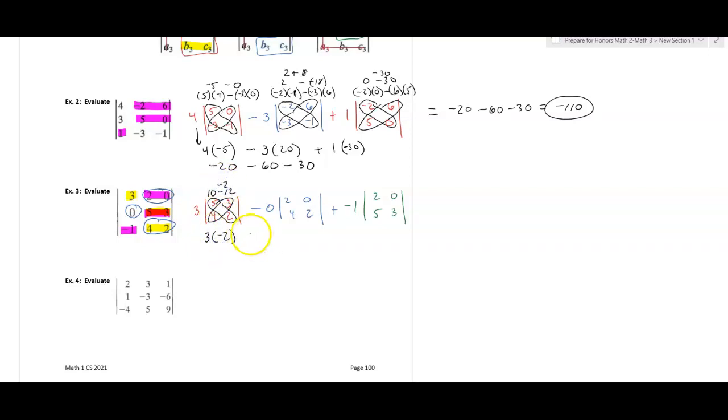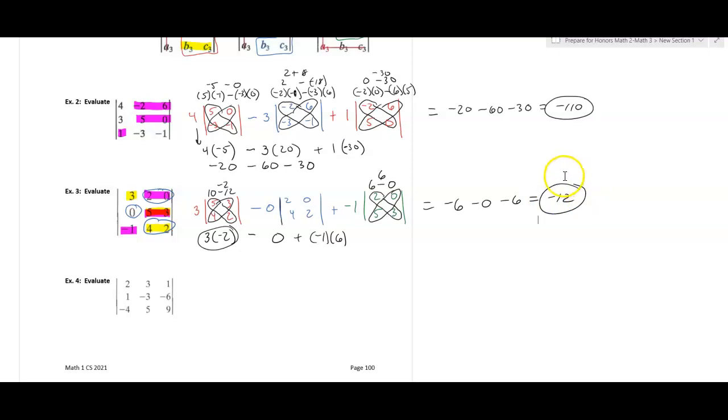So 3 times negative 2 minus. No matter what the determinant of this is, 0 times this will just be 0. Plus negative 1 times the determinant of this. So we're going to do 2 times 3 is 6. 5 times 0 is 0. 6 minus 0 is 6. So it's plus negative 1 times 6. So the determinant of this would be negative 6 minus 0 minus 6, which would be negative 12.